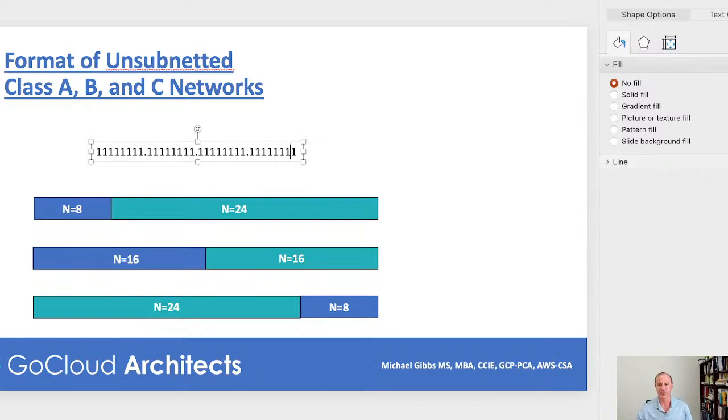So for example, 2 to the 1st equals 2, 2 to the 2nd equals 4, 2 to the 3rd equals 8, 2 to the 4th equals 16, 2 to the 5th equals 32, 2 to the 6th equals 64, 2 to the 7th equals 128. So that's basically how you're calculating these things.